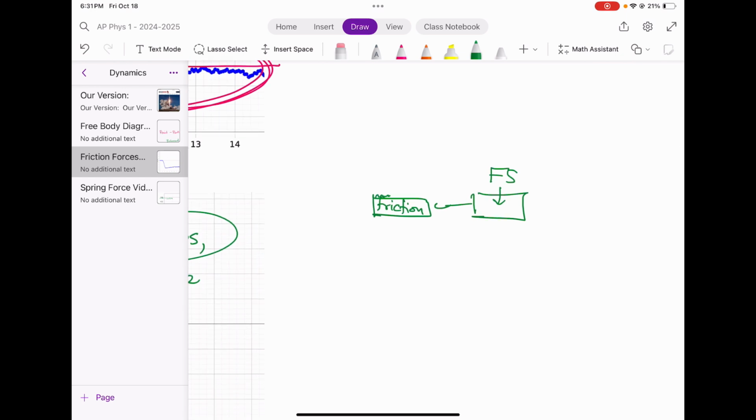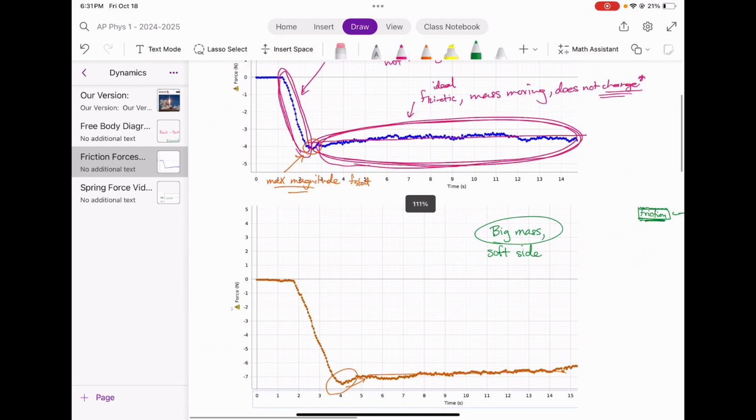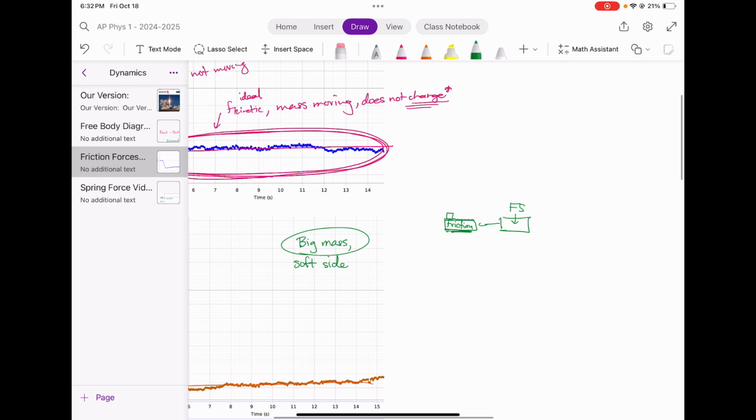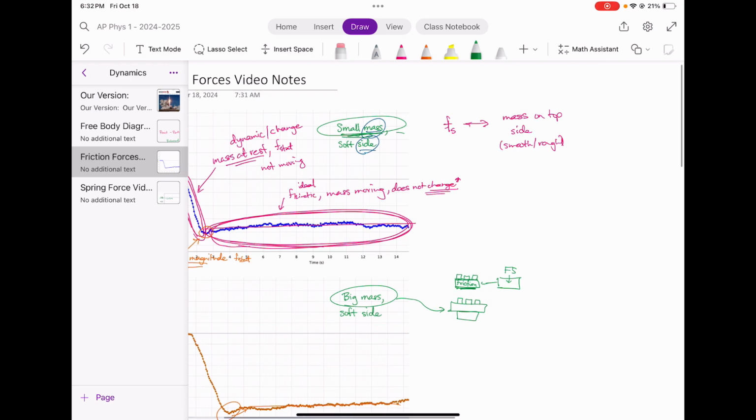And so we had a rough side and a smooth side, and we were pulling it to the right, just sort of on the track. So the force sensor was reading different things. And you can see both for the smooth side, the small mass situation, right? So when we had just a few little things here. And then we also had a nice big old brick, courtesy of Sherry Armstrong. Right, so this is the big mass, right, small mass.